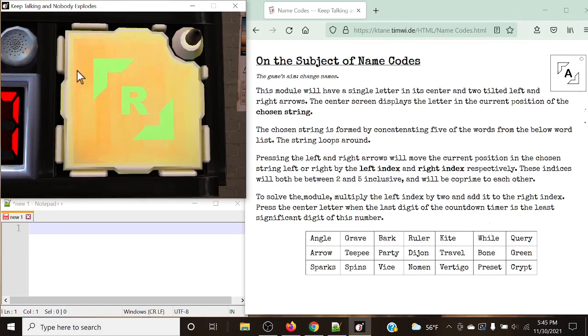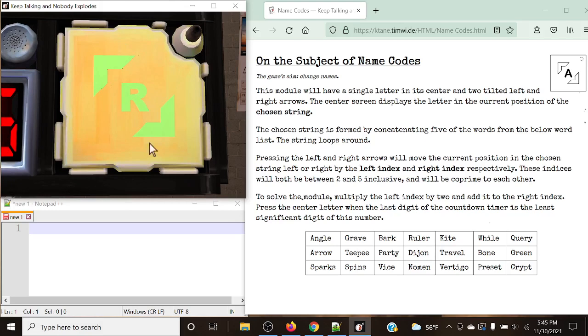So this is the way the module looks. We have a left and right arrow up in the diagonals right here. This means left and this means right. We have a letter in the middle, which also happens to correspond to our submit button, with this giant highlight over here, this giant circle here.